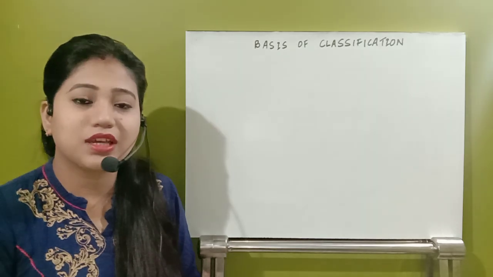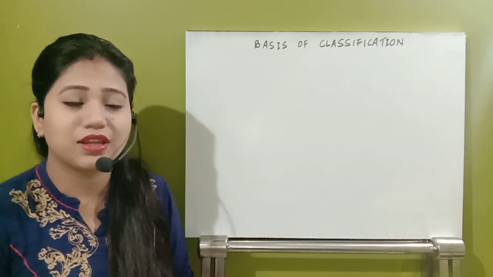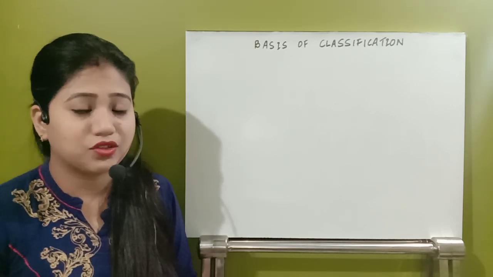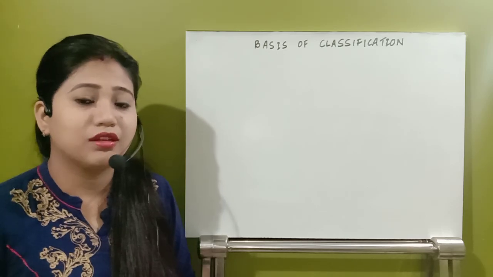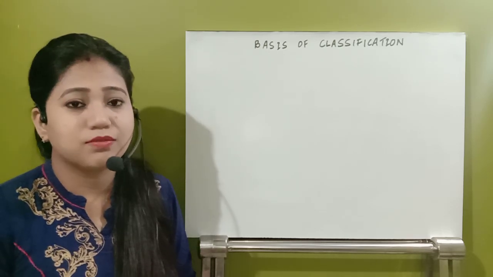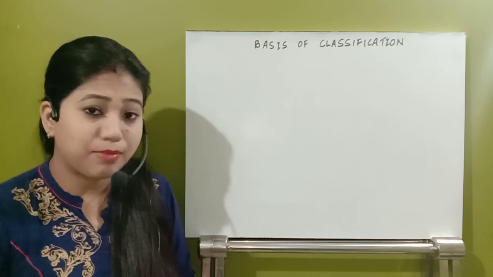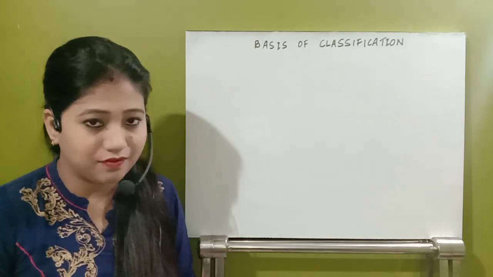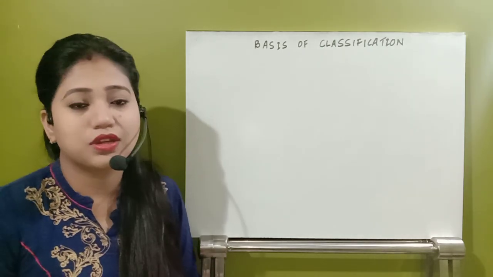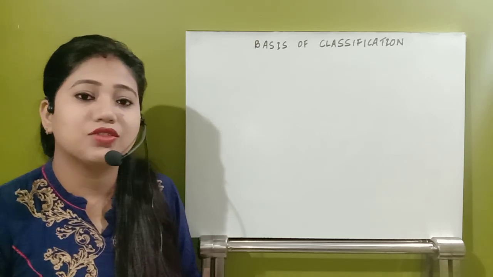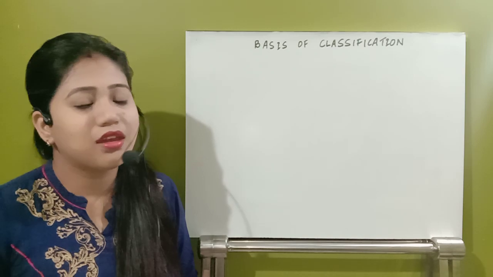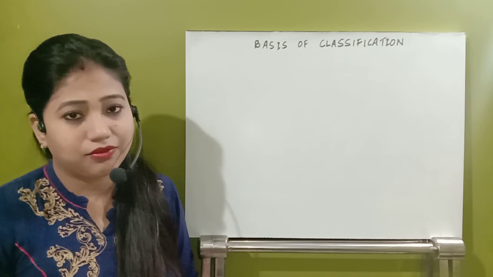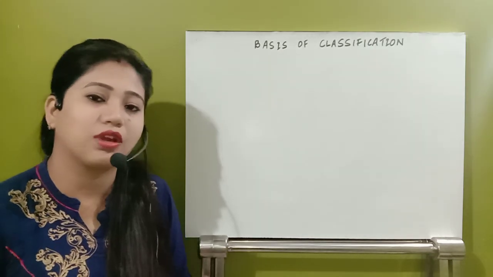Then we discussed the next basis of classification, that was symmetry. In symmetry we saw the asymmetrical organisms, where no plane is possible. If you pass an axis through the midpoint of that organism, you still are not able to get two equal halves. I told you that the Phylum Porifera, except Calcarea, which is a class of Porifera, comes under the asymmetrical organisms.